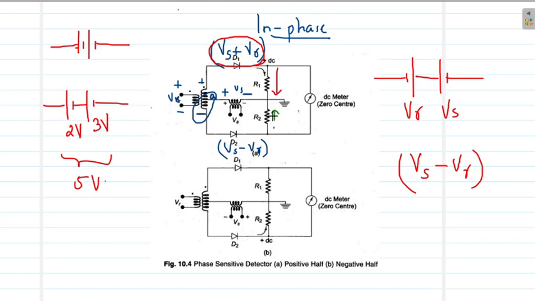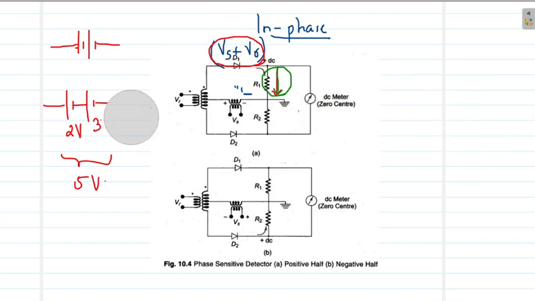So balancing these two, the galvanometer will show a deflection towards the right, because the voltage Vs plus Vr in the upper half dominates. This is a feeble, small voltage, and that is negligible. So you can assume that there is no voltage in the lower half, and the upper half has a higher voltage, leading to a current and to a right deflection of the galvanometer. This is what happens in the positive half cycle.